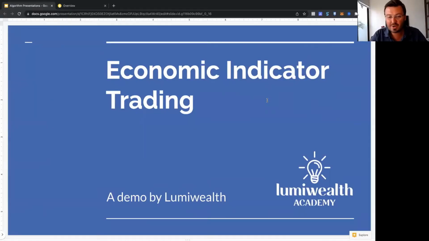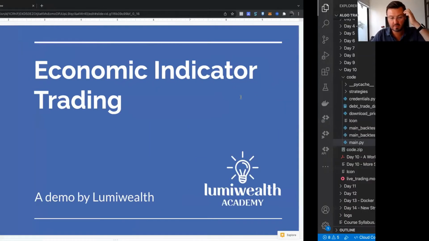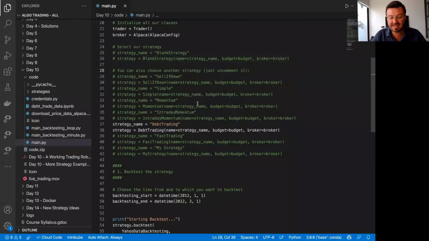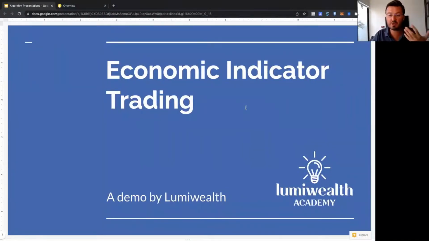Hey guys, so I'm going to show you another one of our strategies here, which is a really cool one. This one does very, very well over a long period of time, as backtested. It's called debt trading, or we also call it economic indicator trading, because you can modify this to basically trade any kind of economic indicators. In this case, we are looking at the Fed's balance sheet, right? So we're seeing how much money the government is spending.